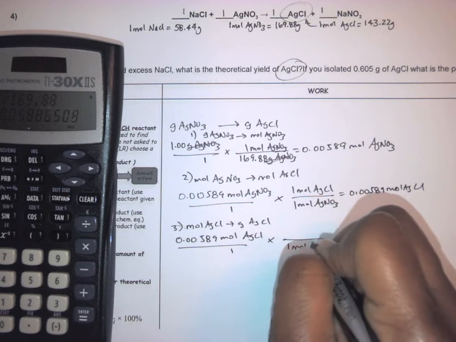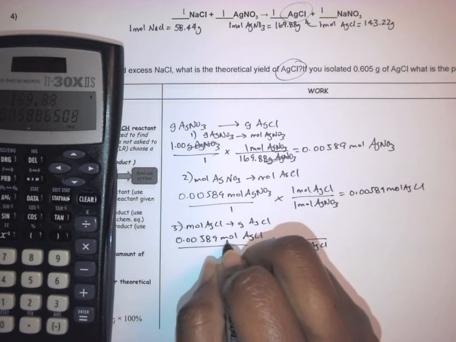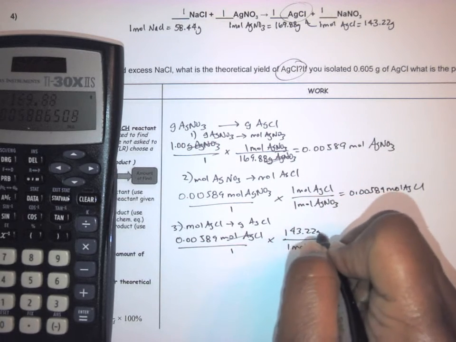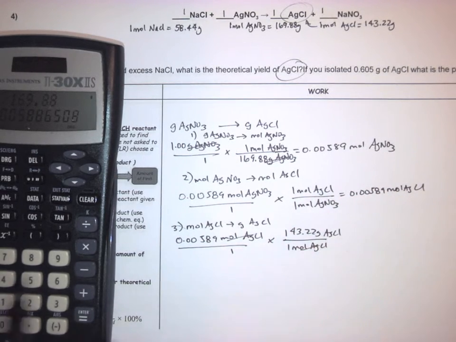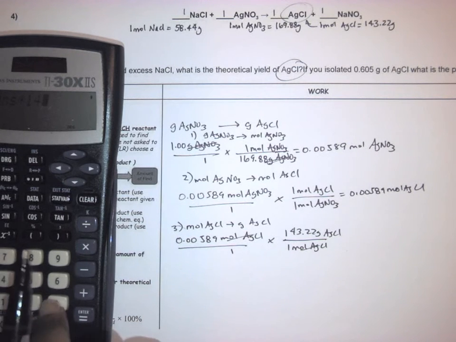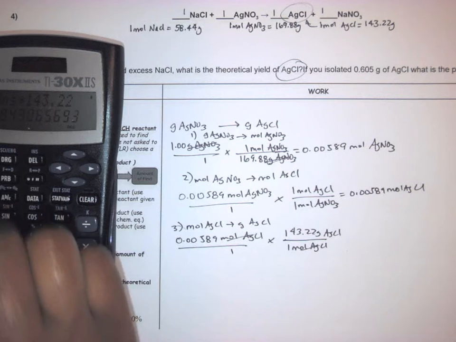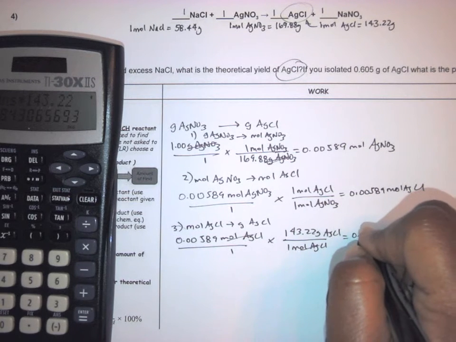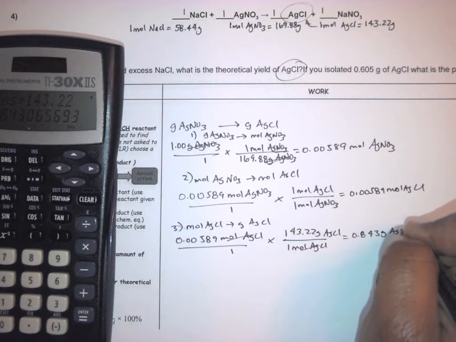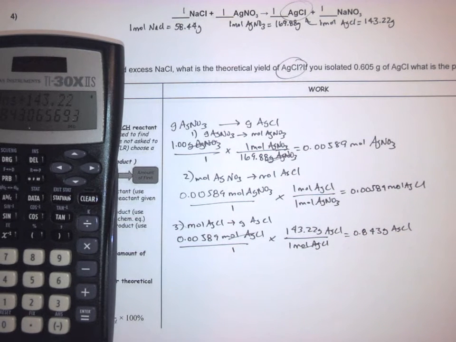If you said 1 mole of AgCl, you would be correct. So those units cancel out. And then the 143.22 grams of AgCl go on top. So I'm just multiplying these two numbers together to get my answer, 143.22. And that will give me 0.843 grams of AgCl. So that's my theoretical yield.